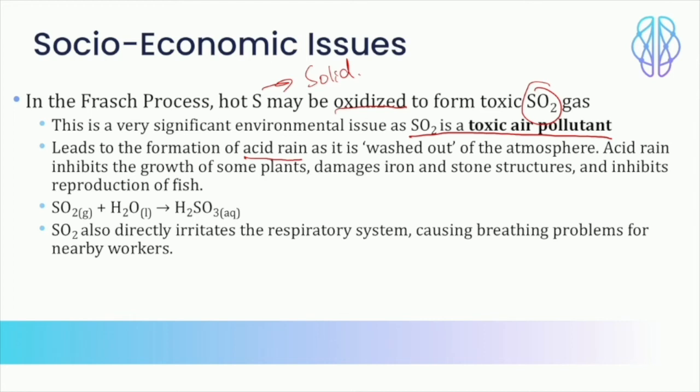So that actually forms something called acid rain. So this is the reaction happening here. So SO2 that's escaped due to sulfur being oxidized in the Frasch process, reacting with water in the atmosphere gives you an acidic compound. So these sulfur dioxides reacting with the atmospheric water create a phenomenon that we know as acid rain, which by definition is rainwater, so literal rainwater, that has a pH of below 5.